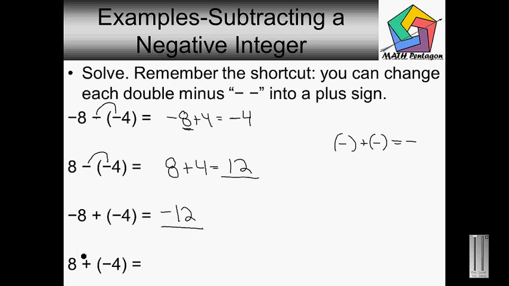Here we have -8 plus 4. Which number here seems larger? The 8 does. So our answer is going to be negative, and we find the difference between 8 and 4, and that's 4. So the final answer to this would be -4.